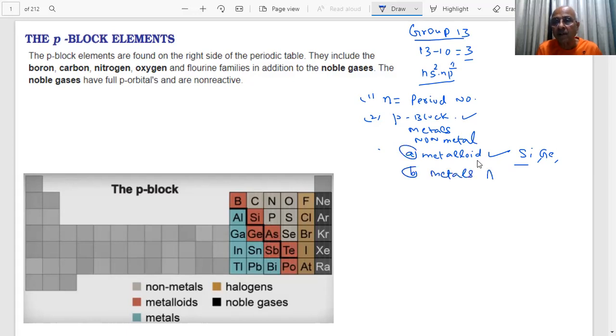Aluminium is a good metal, you know that. Why is it a good metal? Because Al will form Al3+, and the standard reduction potential of aluminium is negative. How much is that? Minus 1.66 volt. Therefore it is an electropositive metal.